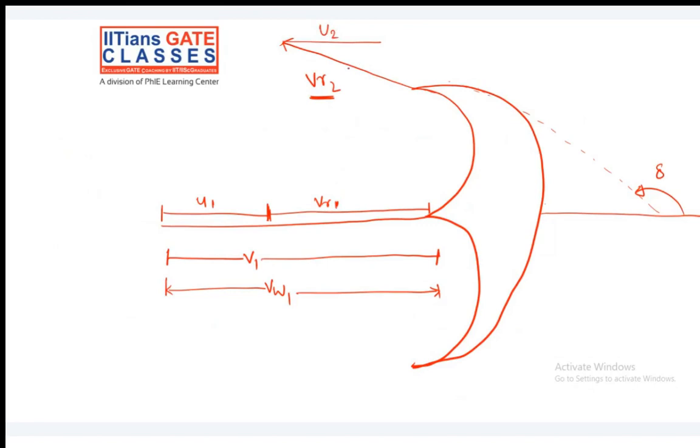And then we have u in this direction, u2. And then V is nothing but V. What do we know about v1? This v1 is nothing but the sum of u1 plus vr1. Yes or no? Similarly, the v2 will be nothing but the sum of u2 and vr2. So this is that v2. Yes or no?